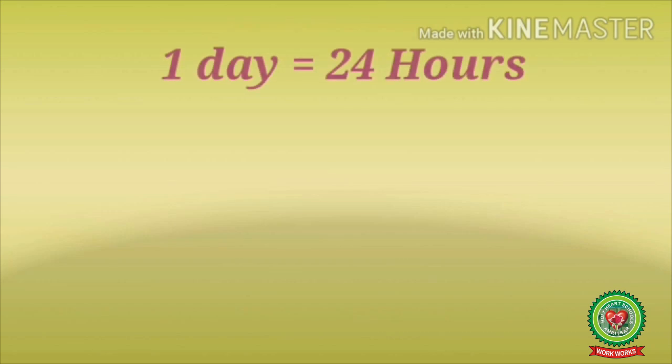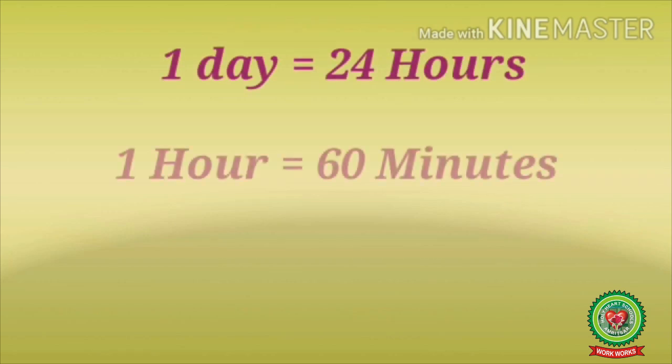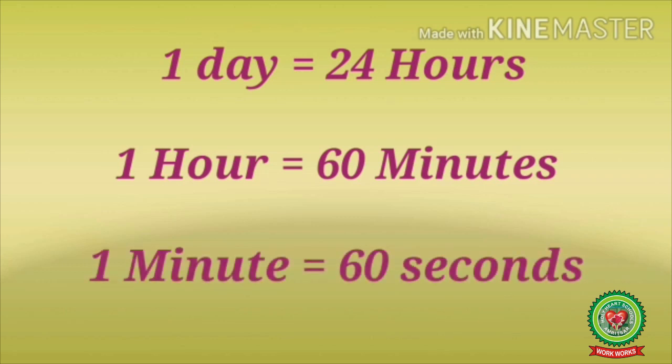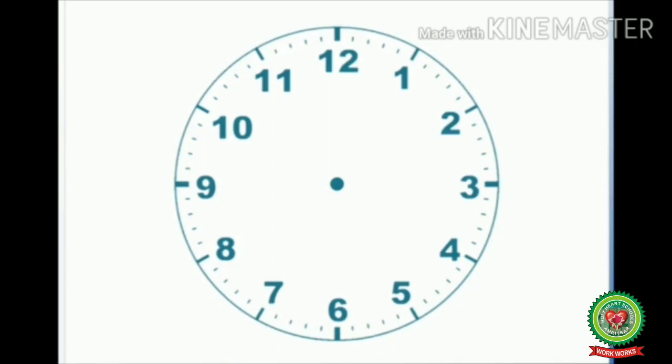Now children, remember, 1 day is equal to 24 hours, 1 hour is equal to 60 minutes, and 1 minute is equal to 60 seconds. Now I will tell you how many numbers are there in a clock. There are 12 numbers in a clock.